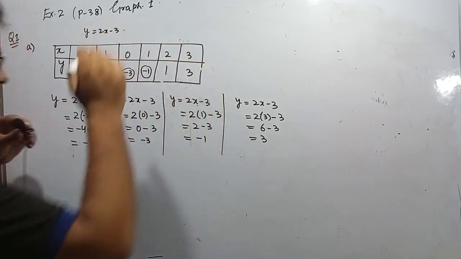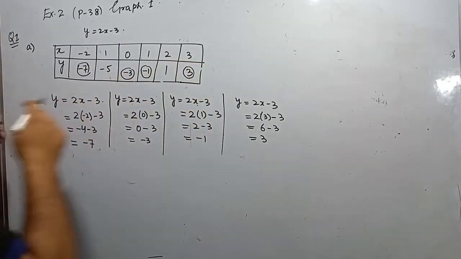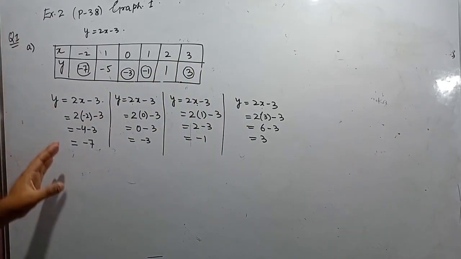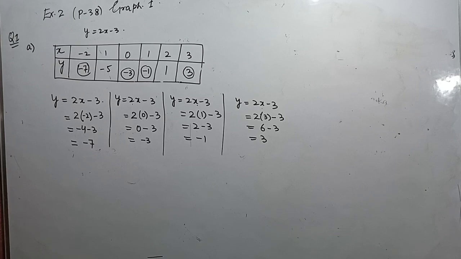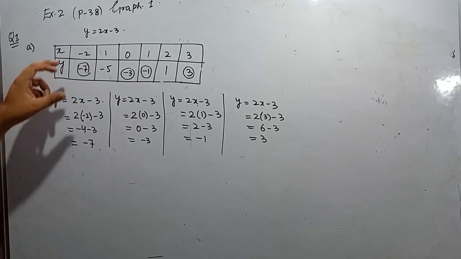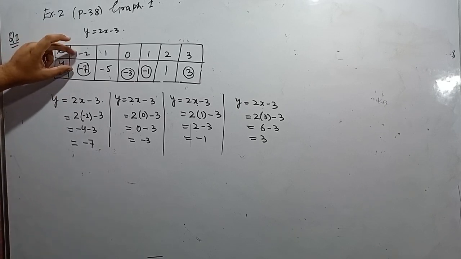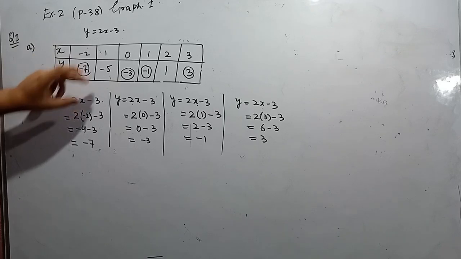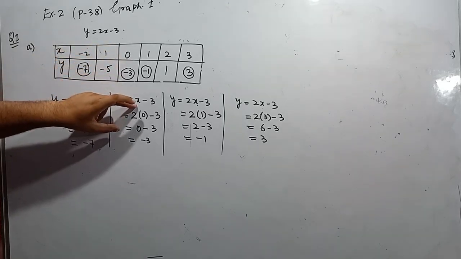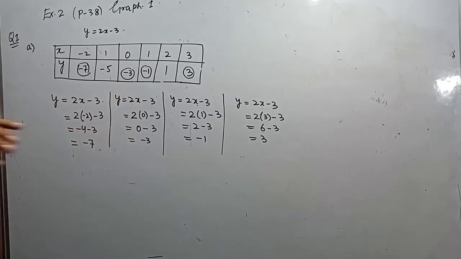So I will write here the 3. I got the missing values by substituting the corresponding values of x: here minus 2, then 0 in place of x. Then I am doing the simplification, the calculation.